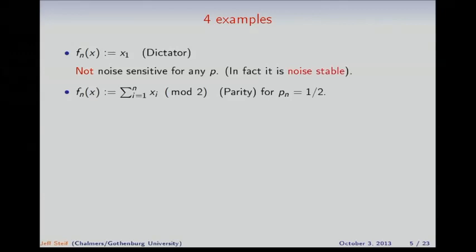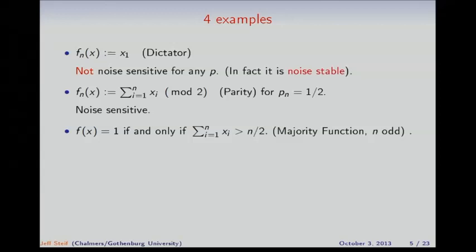The parity function, I sum up the bits mod 2 and think of p_n being a half. In this case, it's not hard to see, it'll be noise sensitive, because it's very likely one of these bits will be resampled and everything gets mixed up. So this is noise sensitive.